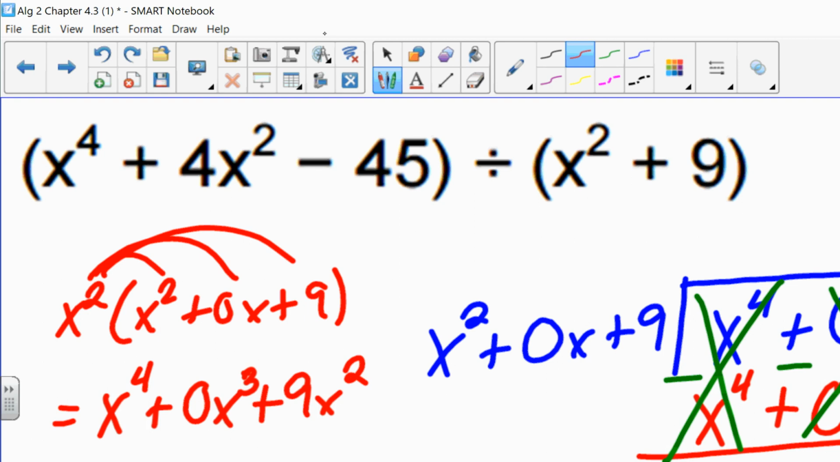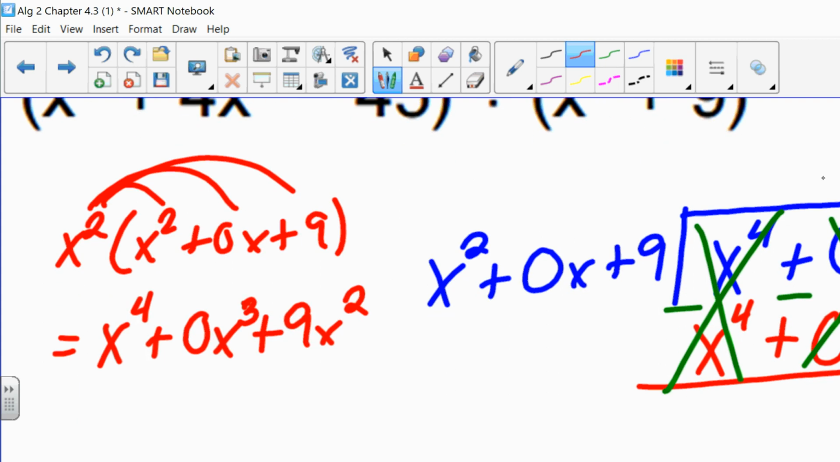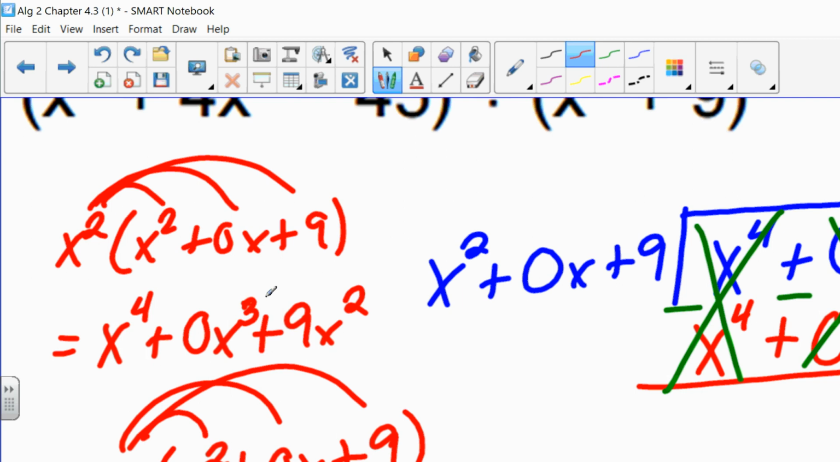Okay, let's do the last part. What times x squared is negative 5x squared? Negative 5. So we'll do negative 5 times x squared plus 0x plus 9. Negative 5 times x squared would be negative 5x squared plus negative 5 times 0x is, well, just going to be plus 0x. And negative 5 times 9 is negative 45.